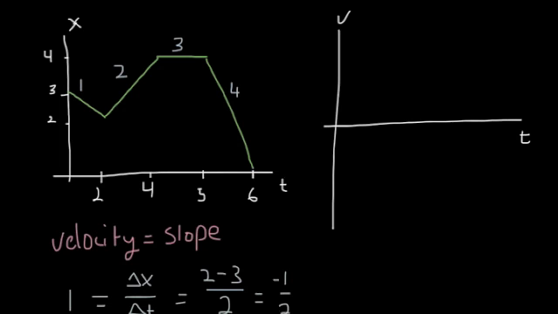So that's number 1. Let's find number 2. I'm going to put number 2 up here at top. So here we moved from 2 to 4 in 2 seconds. So we have 4 minus 2 over 2, which is equal to 1. Okay, so our slope for our second segment is 1.